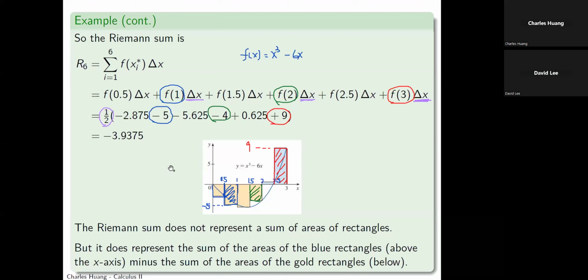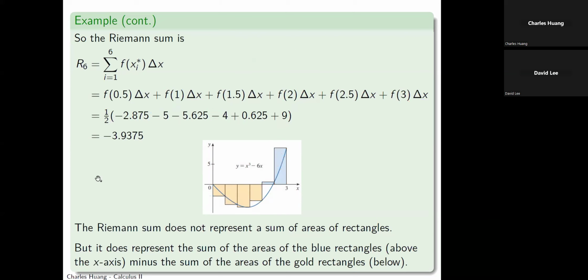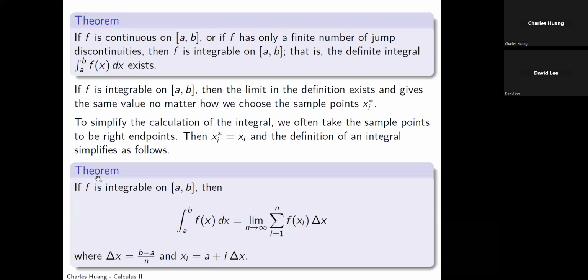The next example that we will do, we will go a step further, and we are going to quickly review how to go from the Riemann sum to the actual area, to the actual integral. So integral means the exact area, just like derivative means the slope of the tangent line.